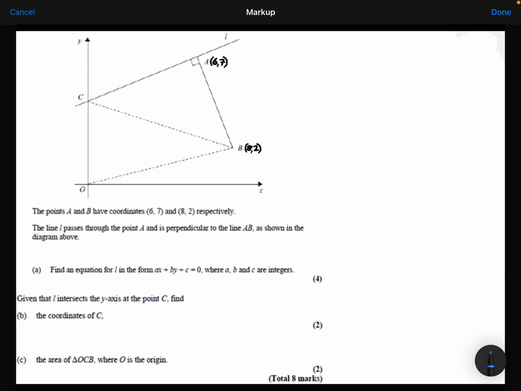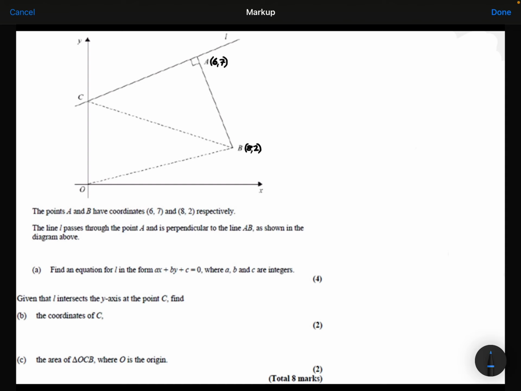The points A and B have coordinates (6, 7) and (8, 2) respectively. The line L passes through the point A and is perpendicular to the line AB, as shown in the diagram above. Part A: find an equation for line L in the form ax + by + c = 0, where a, b and c are integers.